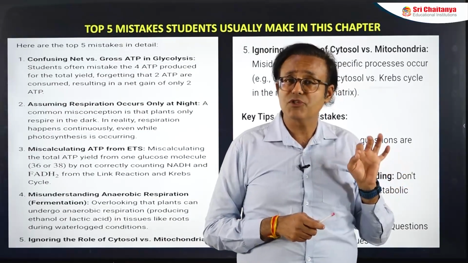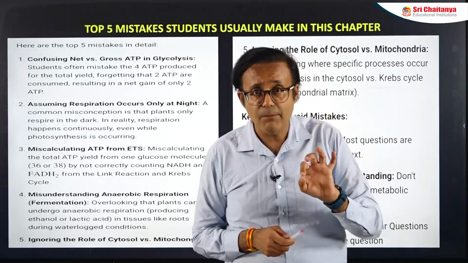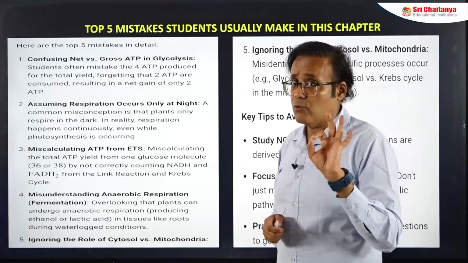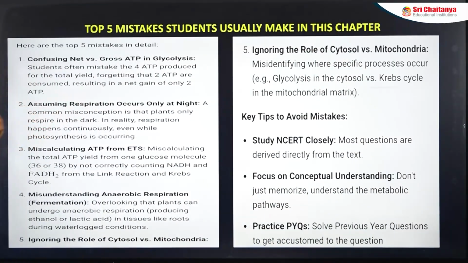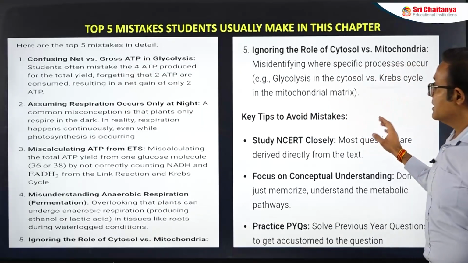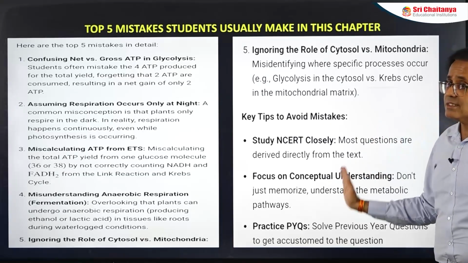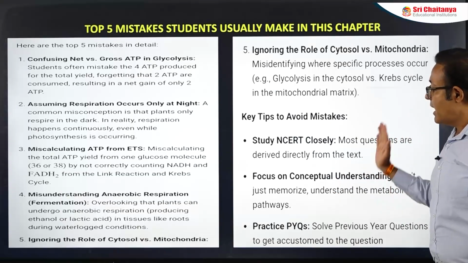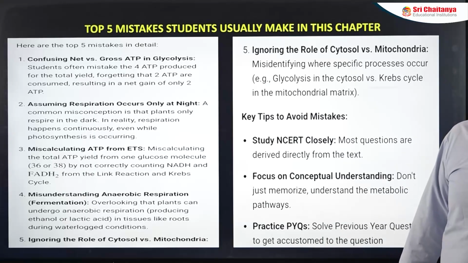If the question is regarding the calculation of the number of ATP, whether it is asking the net ATP or the gross ATP, you have to be very particular. And then we have assuming respiration occurs only at night, miscalculating ATP from ETS, misunderstanding anaerobic respiration, ignoring the role of cytoplasm in mitochondria. And these are the key tips to avoid the mistakes: study NCERT closely, focus on conceptual understanding, and practice PYQs, the previously asked questions from this chapter.